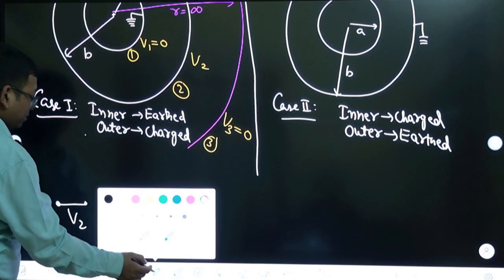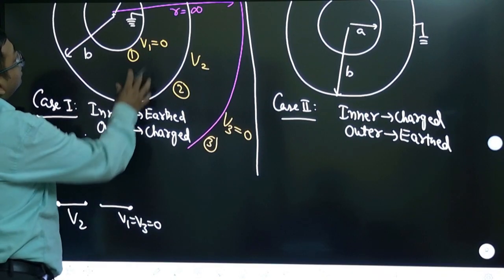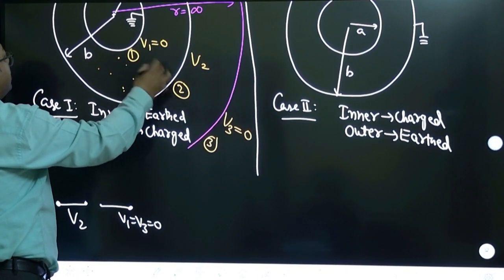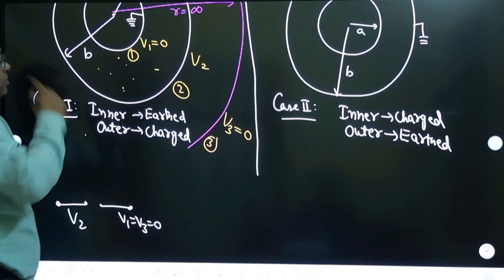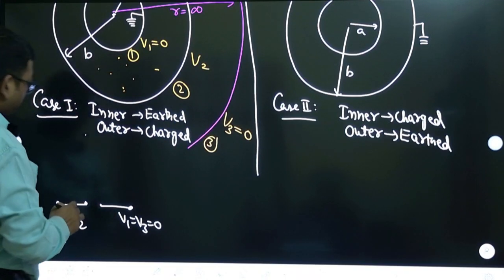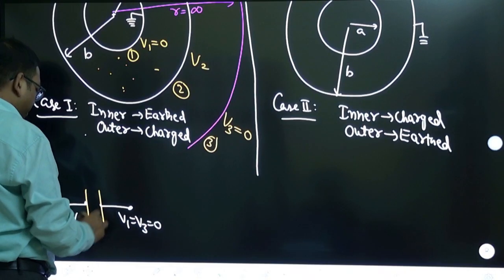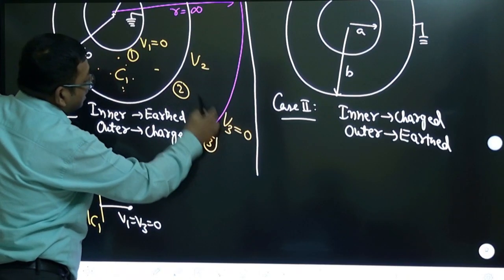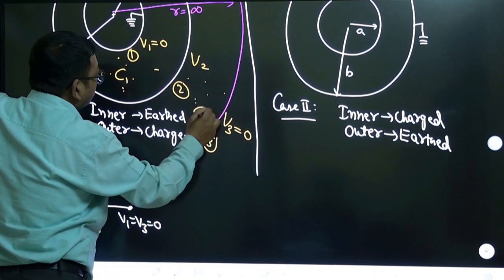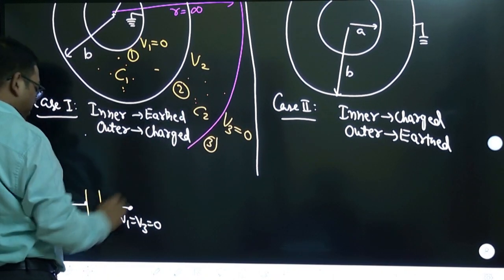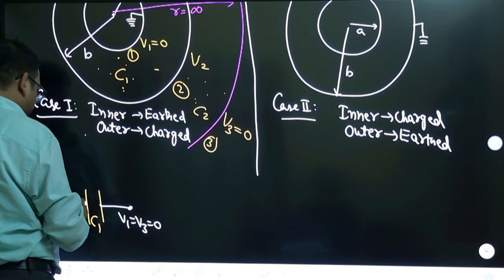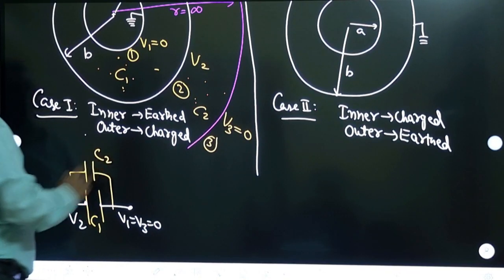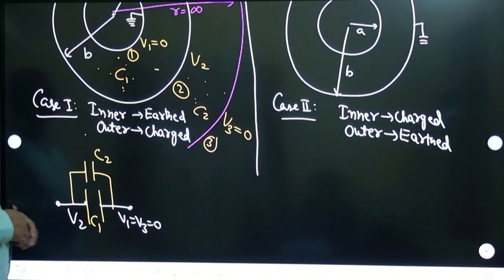Can we make a capacitor? If you see here, the space between first and second is also making a capacitor, right? So between first and second, you make one capacitor. Let us call this capacitor C1. Now between second and third, there is another capacitor. Let us call this C2. Between 2 and 3, you make another capacitor like this. This is C2. Clear?